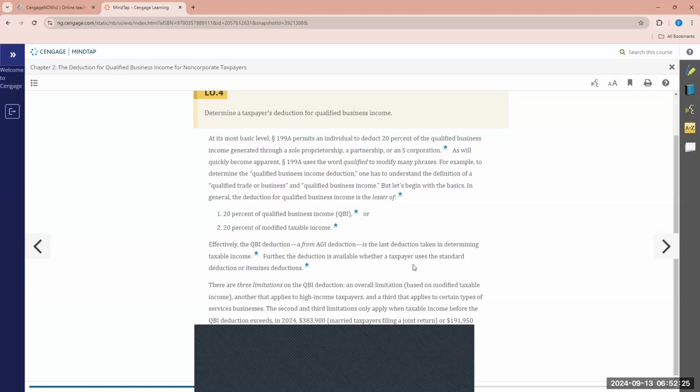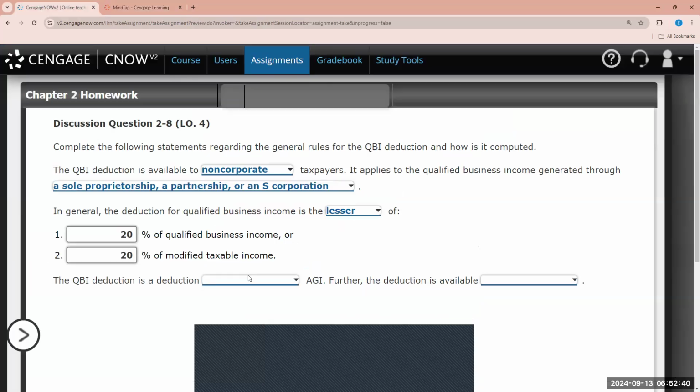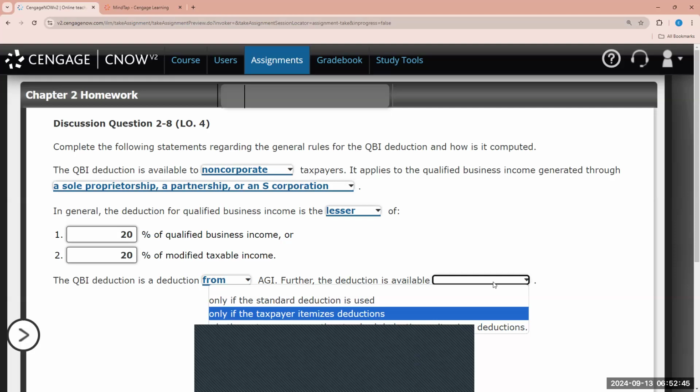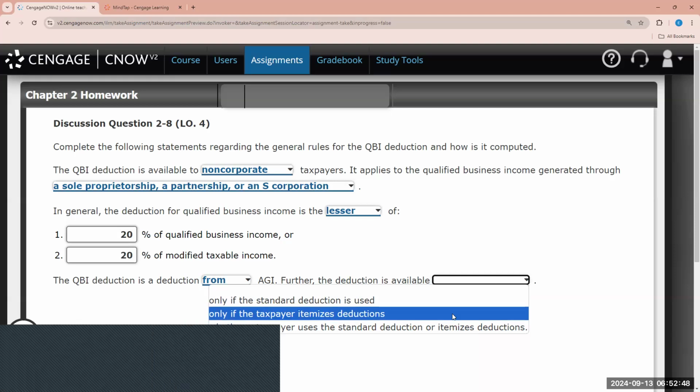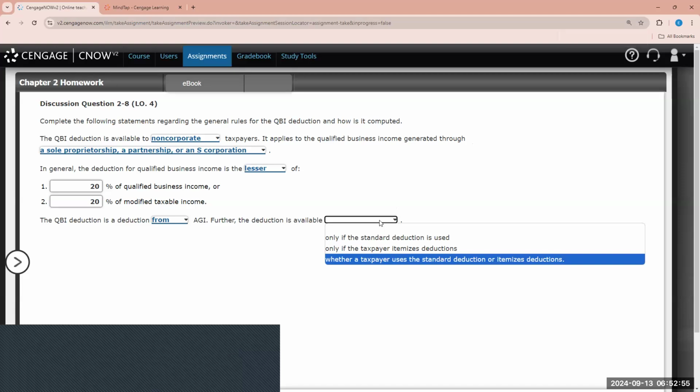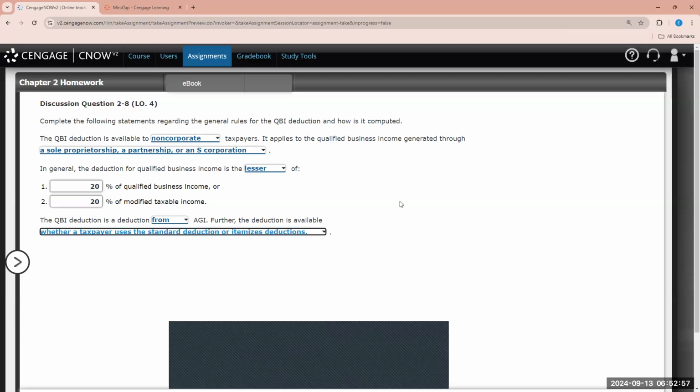Further, the deduction is available whether a taxpayer uses the standard deduction or itemizes deductions. So keep in mind, the QBI deduction is not a for AGI deduction, it's a from AGI deduction. The deduction is available for... Does it matter if they take the standard deduction? No. Does it matter if they claim itemized deductions? No. The key thing is whether the taxpayer uses the standard deduction or the itemized deduction, they are allowed to claim QBI.